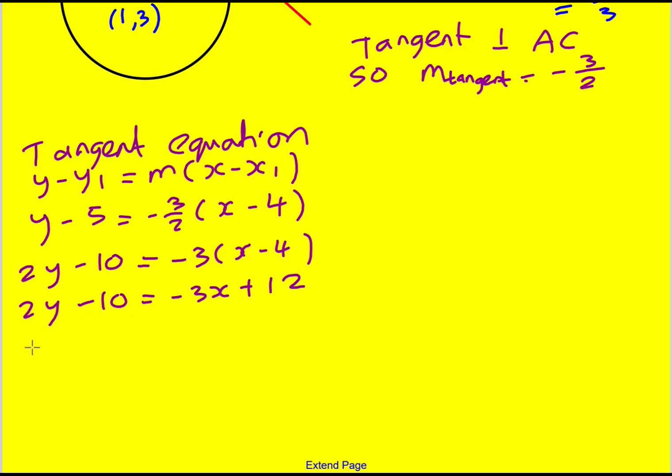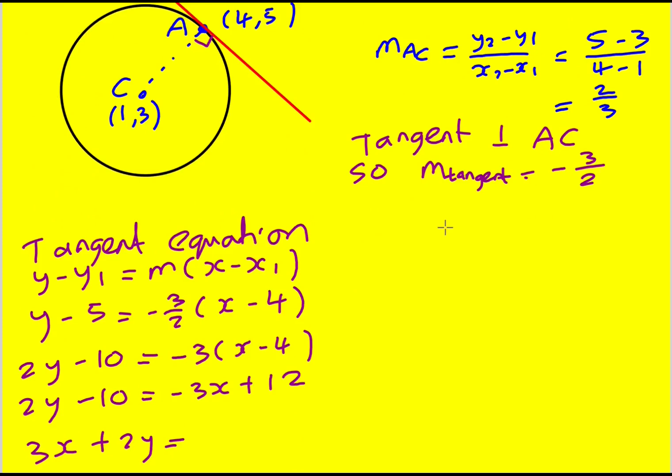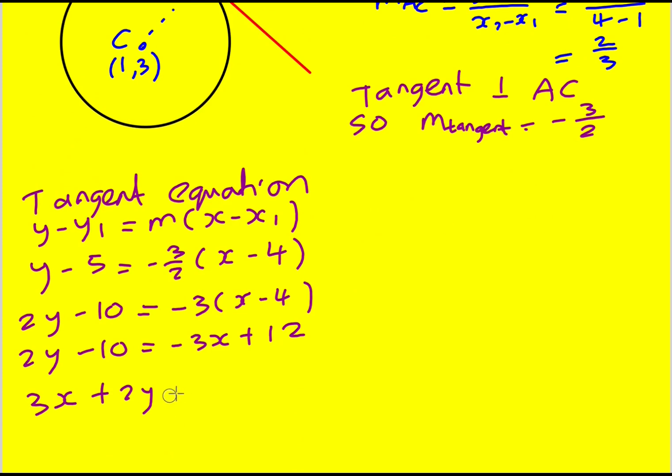Very close now. 3x plus 2y, where was the c? It was on the same side, I think. Yeah. Okay, so minus 22 is going to equal 0.